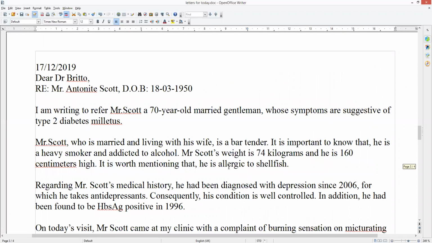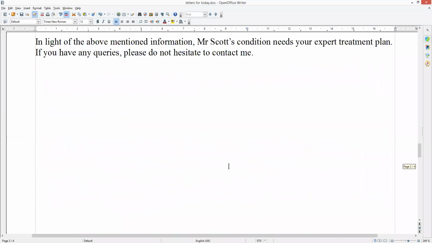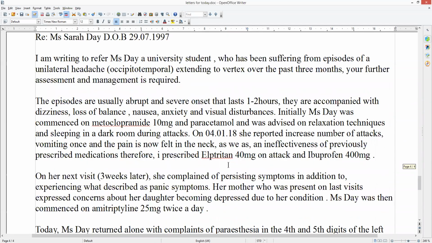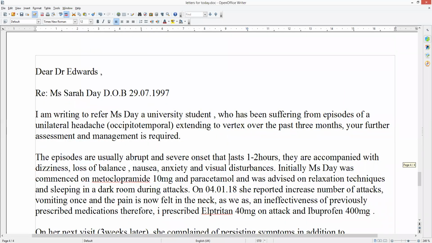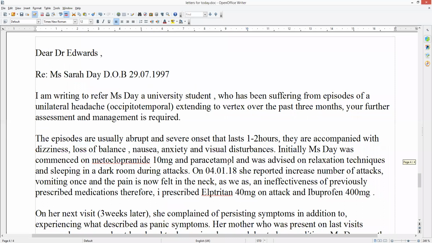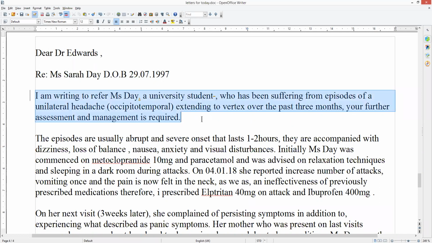Haven't we done this one? I copied it twice. I don't know why. Miss Sarah Day. Okay, I'm writing to refer Miss Day, university students. Okay, I don't know if we really need that. We can see from a date of birth her age. Who hasn't been suffering from episodes of a headache past? Right. This is somewhat long.